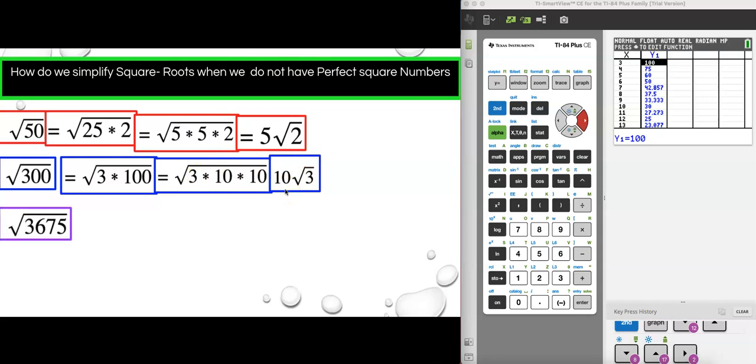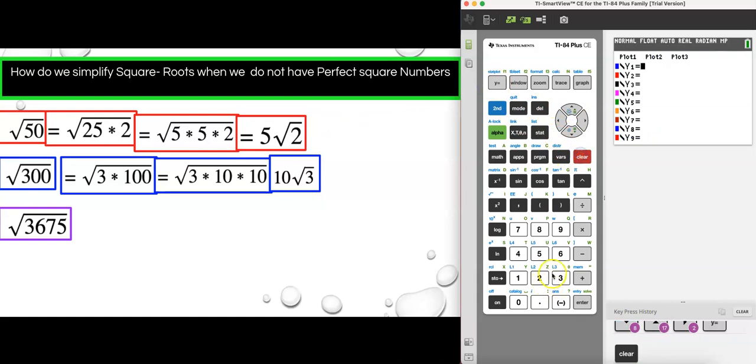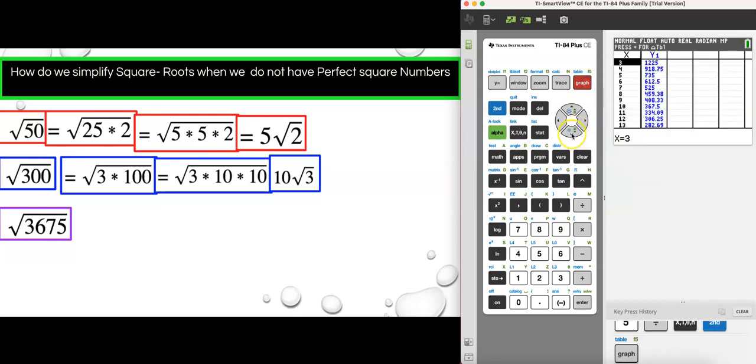Wow, a bigger number here. It doesn't matter. It doesn't change anything. We just go to y equals, and we try to find factors in our calculator. So we're going to do 3675, and we divide that by x like we've always done, and then we hit second and graph, and now we can find some factors. And of course, when I'm looking for factors, I'm trying to find perfect square numbers that I recognize. Okay, and I'm going to go down as far as I need to. It doesn't matter. I'm just going to scroll.